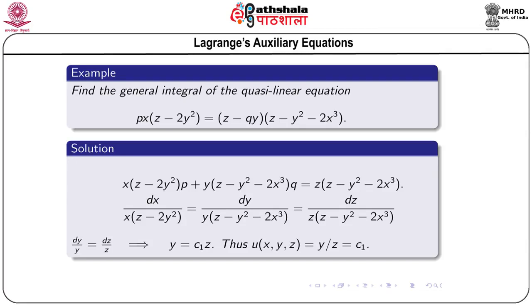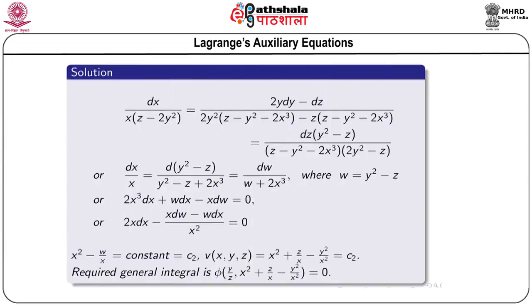Therefore, one can take an integral of the simultaneous equation: u equals y by z equals c1. Now, we need to find another integral of the simultaneous equation, that means the function v. For that, we need some manipulation of the simultaneous equation. So, we have done some mathematical formulas.